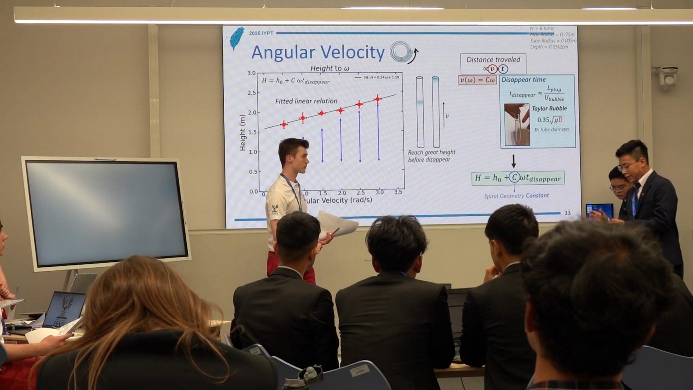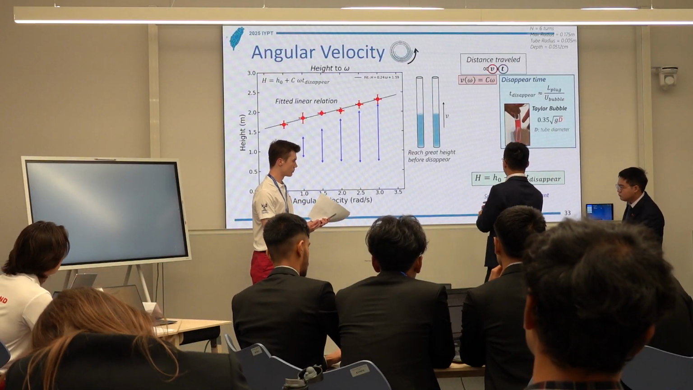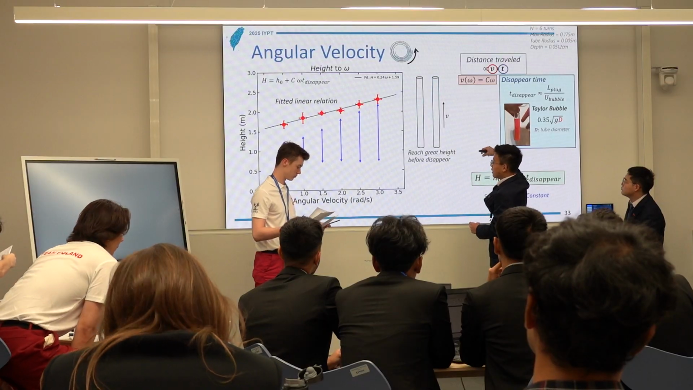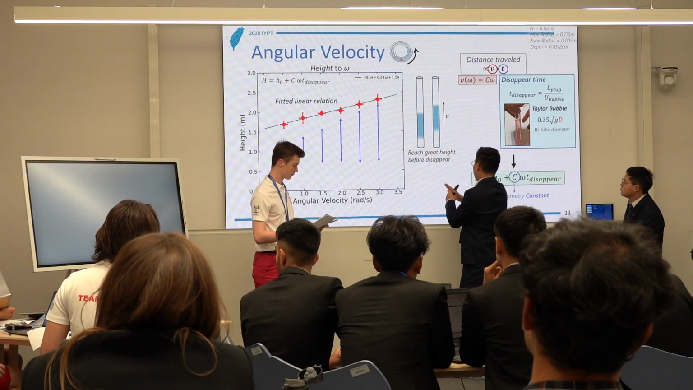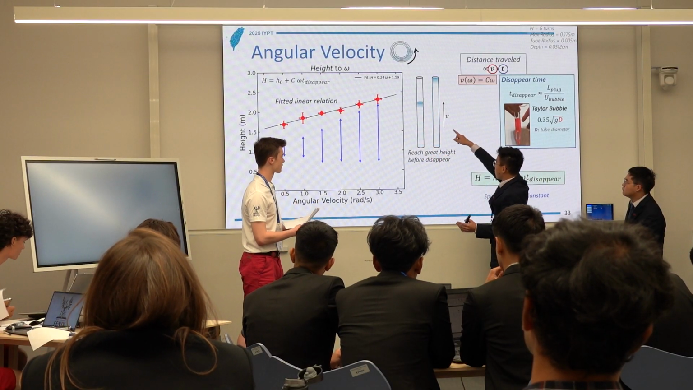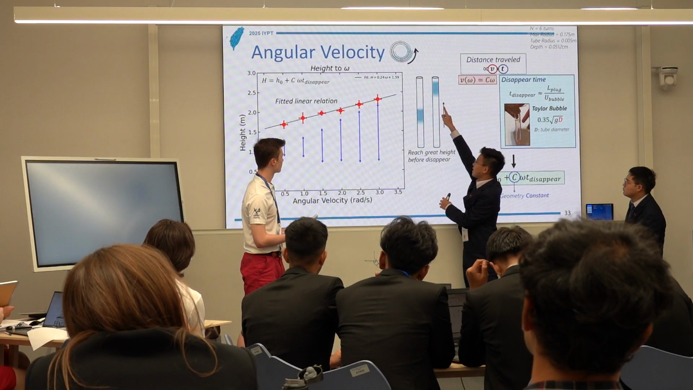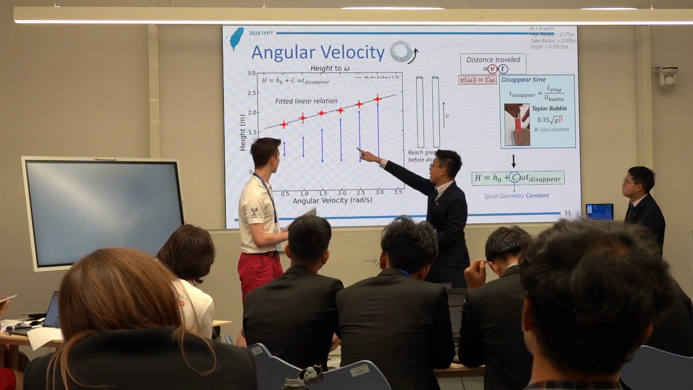Oh, the reason for the increase is that in most of my experiments, I observed this phenomenon where the water plug drips down. So imagine we could push the water plug with a faster velocity, just like in the video I showed. It could get to a greater height before it disappears. So that's why the maximum height will increase.